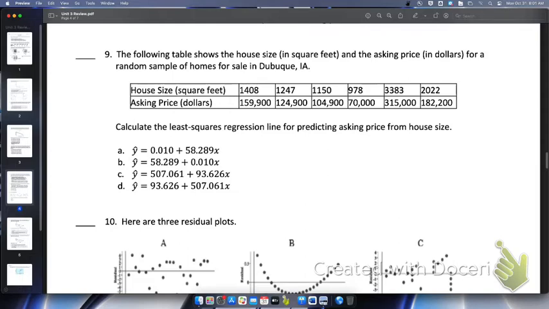Where do we go in our calculator? Stat, and then where? Edit. All right, stat, and then we need to go to edit. And so we're going to put the house size in L1 and the asking price in L2. Be careful with all those zeros. Make sure you get all your zeros.